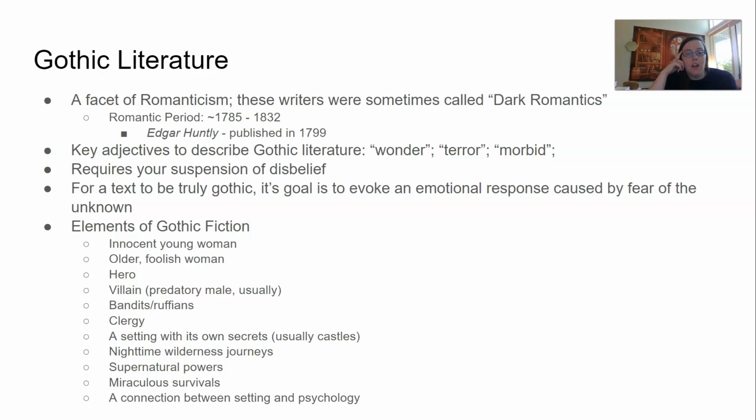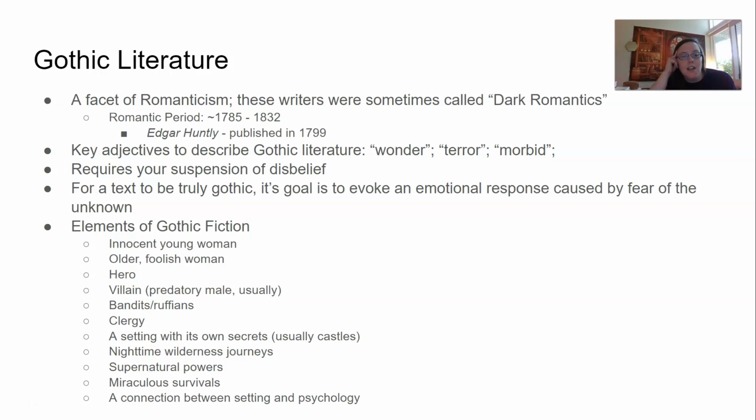Some other elements of Gothic fiction include a setting with its own secrets. So in Gothic lit, especially British Gothic lit, usually this is castles, and it's pulling from this medieval aesthetic, bringing in some of the collective consciousness of reminding yourself of what it was like to live in medieval times. So there's a lot of that kind of imagery when we're talking about especially British Gothic lit.